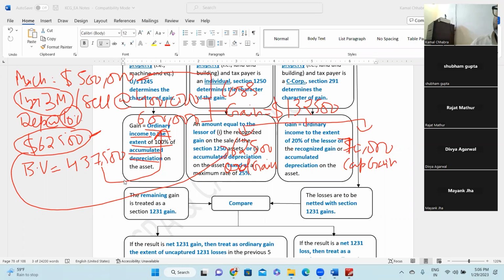Make sense? The amount 132,500 is 6 lakhs minus 437,500. Actually, it's 162,500. Sorry, my bad. So this is 162,500, and this is 100,000. Yes. Thanks for correcting.